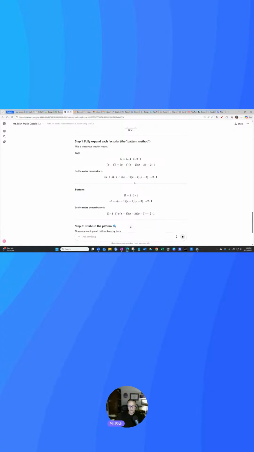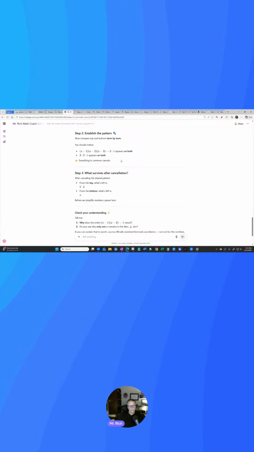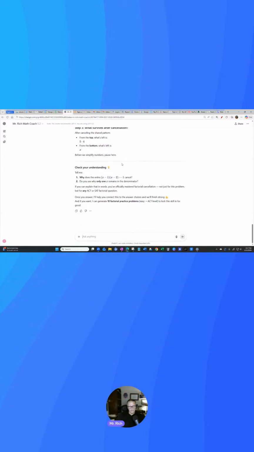Then it says, this is what your teacher meant. X minus 1 is this, showing you that pattern right there. And there's the numerator that I had showed you. And then the bottom, the x factorial was x, x minus 1, x minus 2, x minus 3, and so on. So there you go. It did understand what I meant, and it did show that expanded version that I showed you. All right, excellent. Let's try one more.